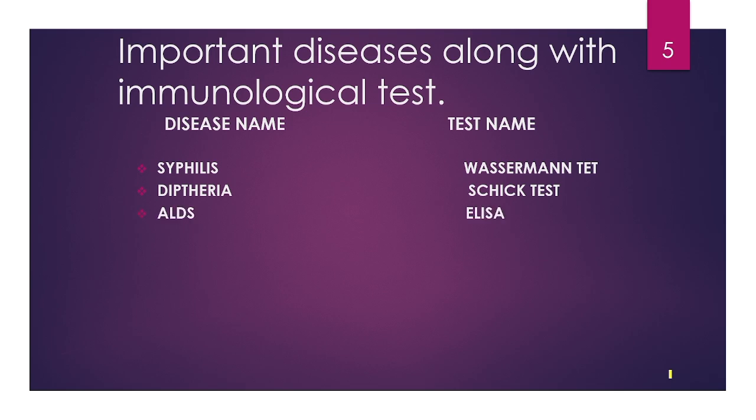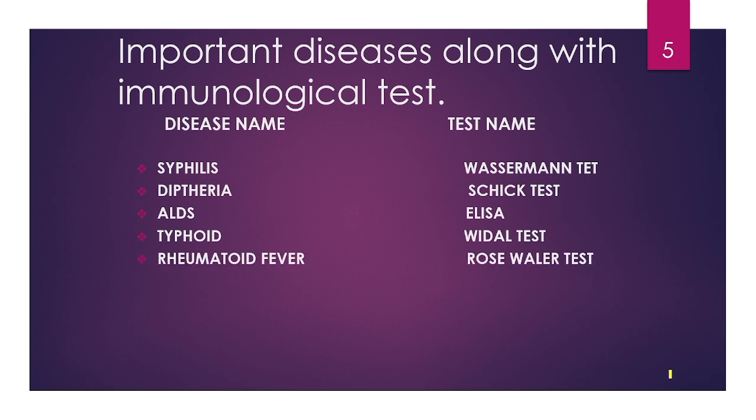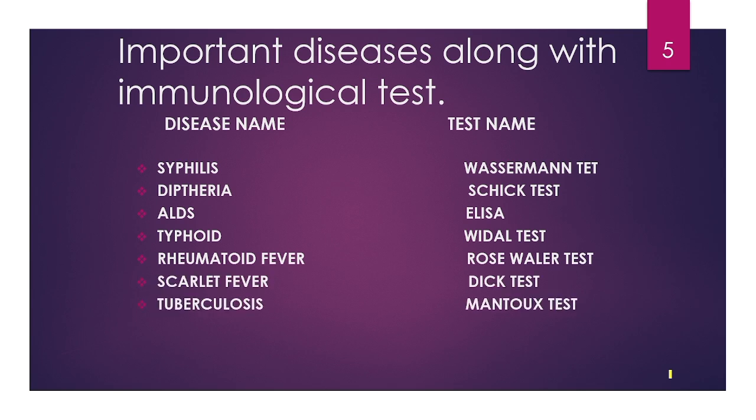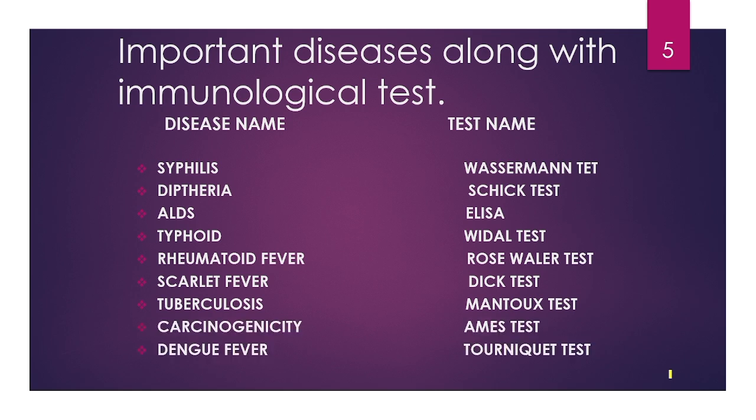And then AIDS, done by ELISA. Typhoid, Widal test. And then rheumatoid fever, Rose-Waaler test. Scarlet fever is done by the Dick test. Tuberculosis can be diagnosed by the Mantoux test. Carcinogenicity can be tested by the Ames test, and dengue fever can be diagnosed by the Tourniquet test.